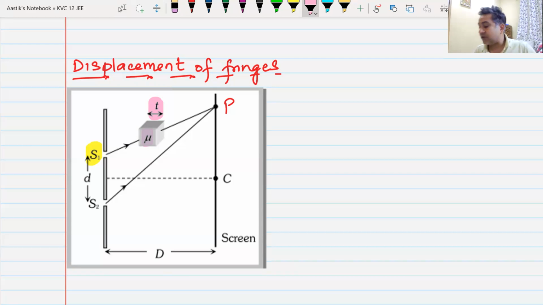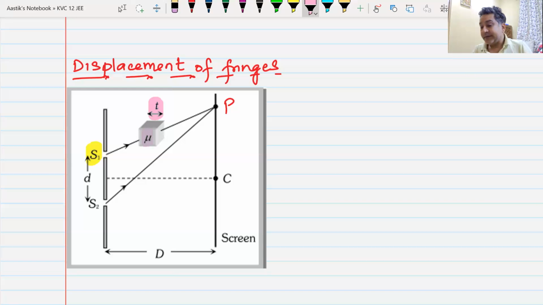Now, because of this, what happens? We have already seen the optical path and the geometrical path. When light travels in some other medium, its speed becomes v divided by mu. In the time that the light remains in that medium, it can travel a different distance in vacuum. That is known as the geometrical path and the optical path. Yes or no?